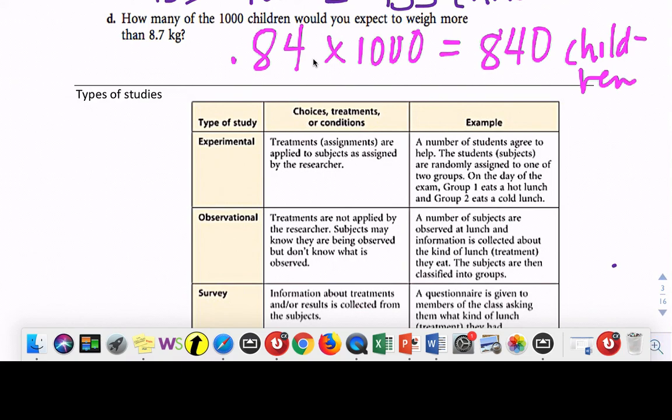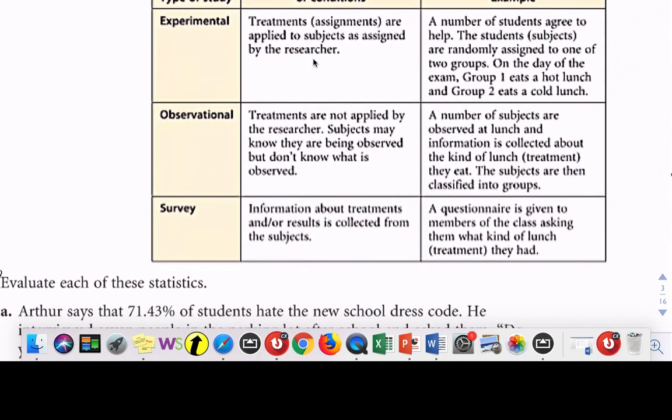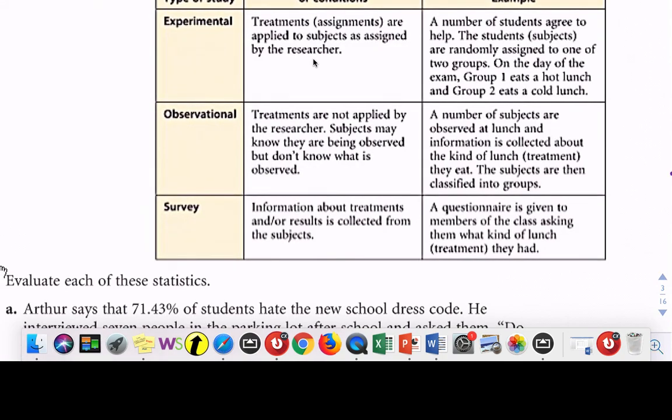All right, so there's a brief review of our normal distribution, our bell curve. All right, let's look at types of studies. There's experimental, where you do the experiment. There's observational, where you observe the data, but they don't know they're being observed. And there's a survey, where you collect information. So on your final, you'll be asked questions about this.